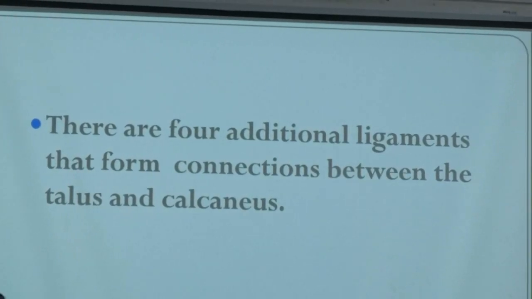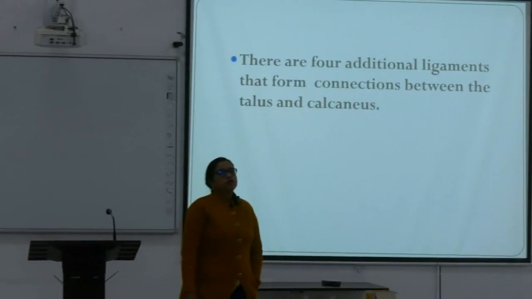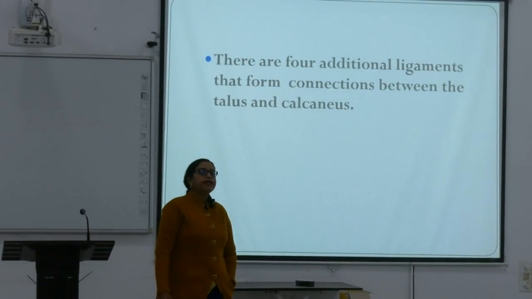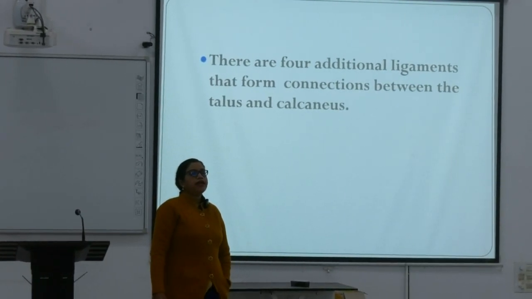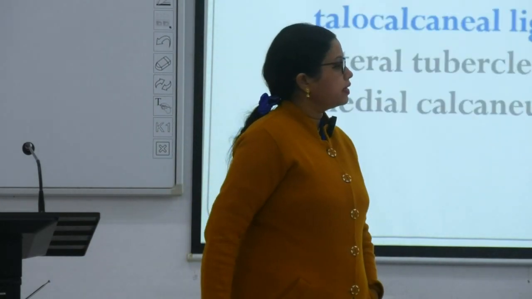Next one. Which are the 4 additional ligaments? There are 4 additional ligaments. Could you tell? Write it down. Anterior talocalcaneal ligament, very easy. Anterior talocalcaneal ligament, posterior talocalcaneal ligament, medial talocalcaneal ligament, and lateral talocalcaneal ligament. There are 4 ligaments between the talus and calcaneum.